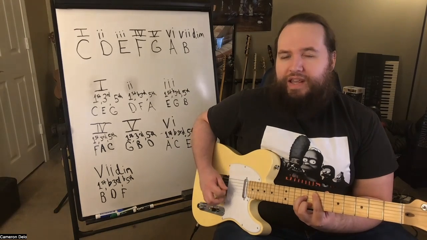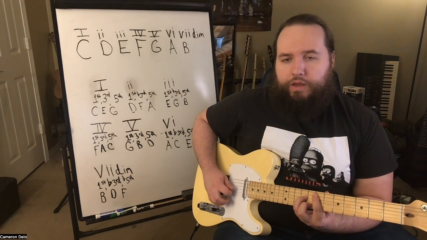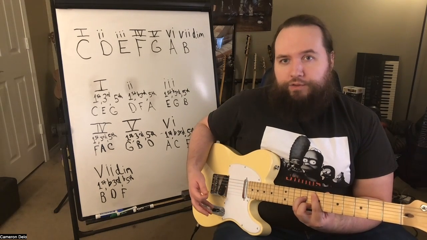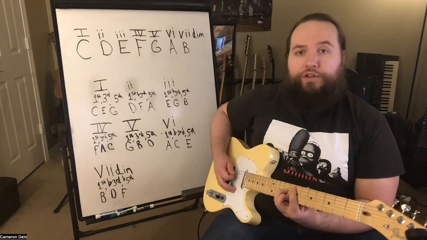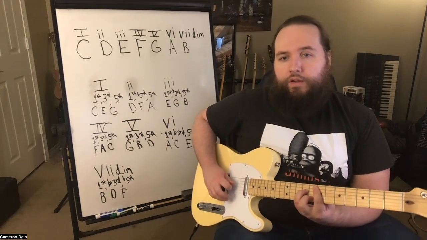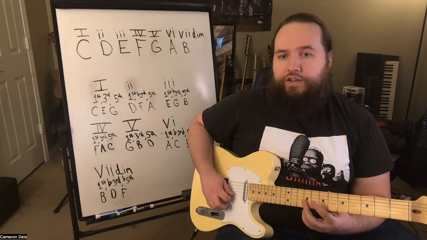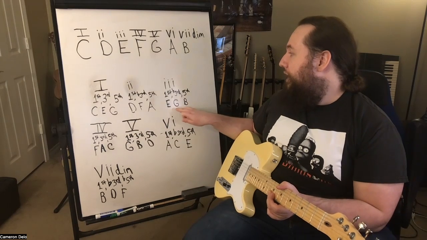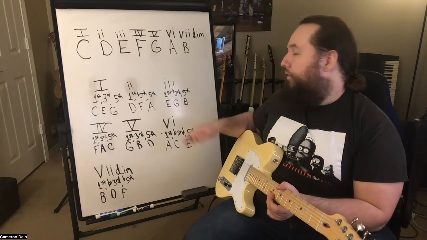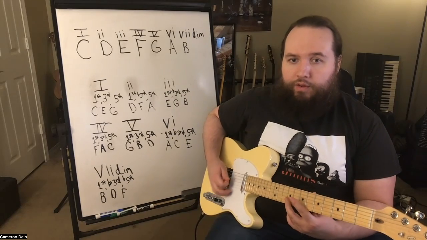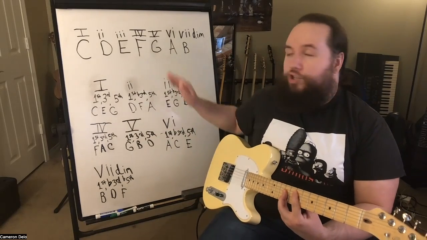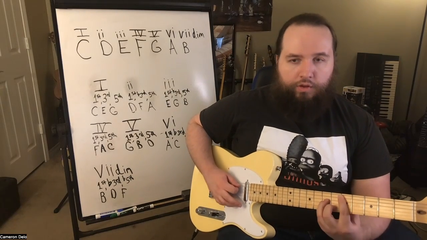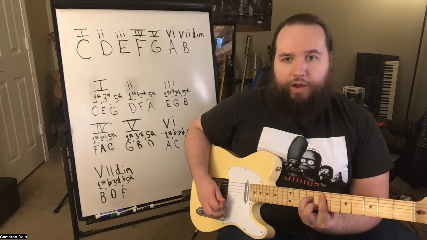E, this is minor, E minor, E, B, E, G. All natural, no sharps or flats. That's why it fits. If we change this to major, instead of E, G, B, we'd have E, G sharp, B, instead of flatting the 3. Doesn't fit because there's no G sharp up here. So we have 1 major, 2 minor, 3 minor.